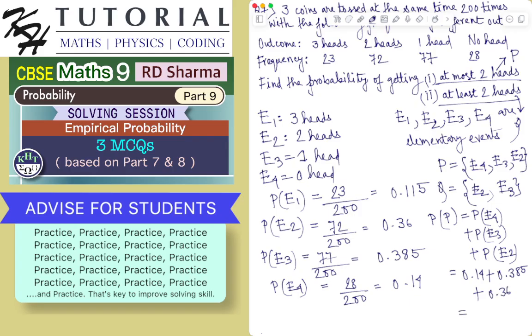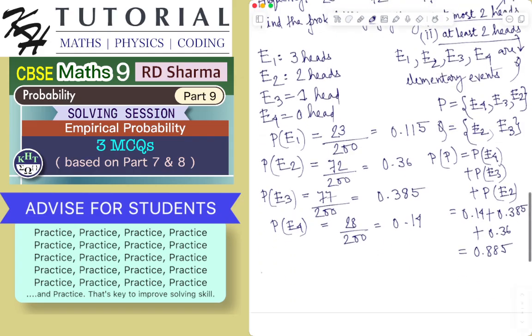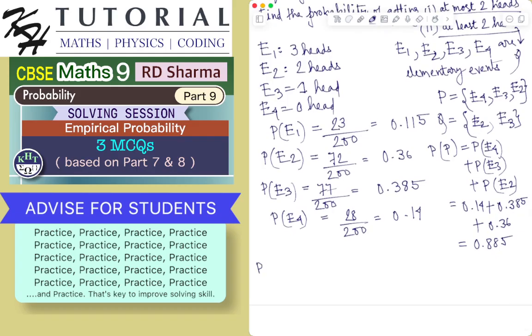Let me quickly get the results using my calculator. 0.385 plus 0.36 is coming out to be 0.885. So this is the probability that when I toss three coins at the same time, I will get at most two heads. Its probability is 0.885.